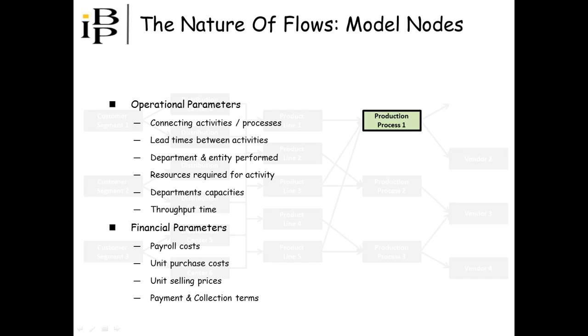Operational parameters define the process flow, where the activities are performed, and the time and resources required to perform them. A key output of these parameters is the quantification of work and related capacity constraints. Financial parameters define the means by which operational plans are translated into financial terms. These are fairly self-explanatory.